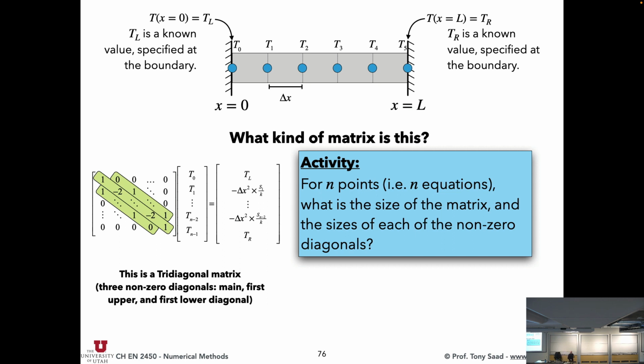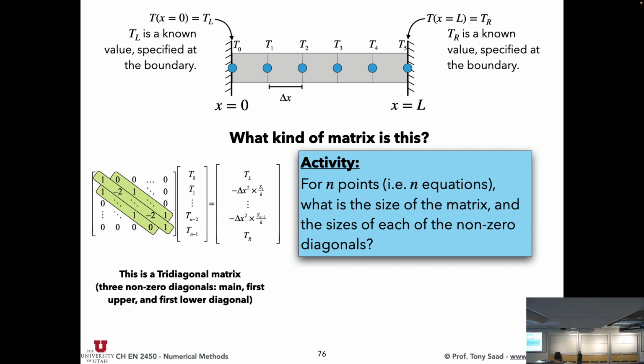Matrix size? n by n, okay. We'll give a chance to others. Okay, n by n, I agree. Anybody disagrees? For 6 equations, we had a 6x6 matrix. Remember what we talked about last time: for a system of equations to be well posed, the number of equations, the rows, needs to be equal to the number of unknowns, the columns. So n by n. If you have n points, that means n algebraic equations, and we better have n unknowns, T0, T1, T2, up to Tn minus 1.